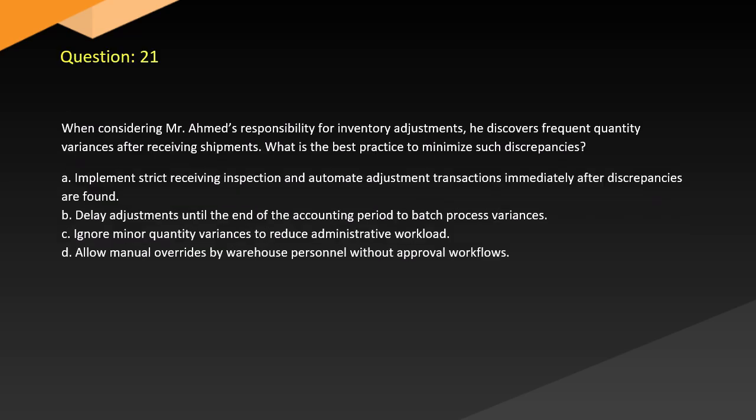Question 21. When considering Mr. Ahmed's responsibility for inventory adjustments, he discovers frequent quantity variances after receiving shipments. What is the best practice to minimize such discrepancies? A. Implement strict receiving inspection and automate adjustment transactions immediately after discrepancies are found. B. Delay adjustments until the end of the accounting period to batch process variances. C. Ignore minor quantity variances to reduce administrative workload. D. Allow manual overrides by warehouse personnel without approval workflows.